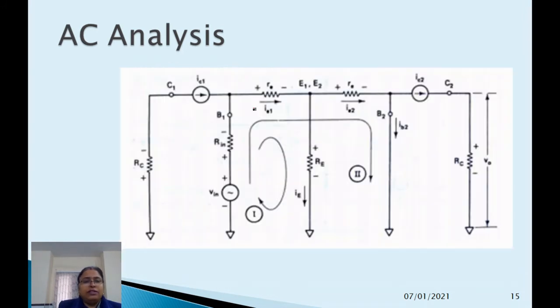For the AC analysis, we have reduced all the DC sources VCC and VA to 0, and as you can see, the transistors are also replaced by their AC equivalent, and the various currents flowing in the circuit, that is IC1, IB1, all these equations, these have been shown, and these have been marked as loop 1 and loop 2. For the AC analysis, we will be requiring these two loops.